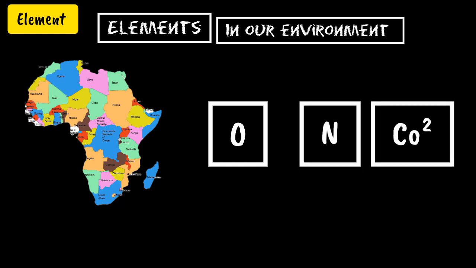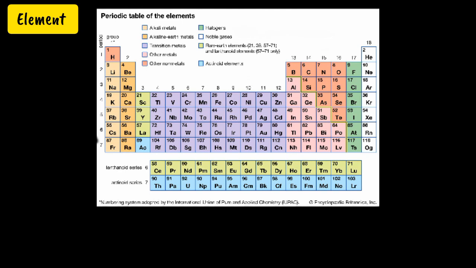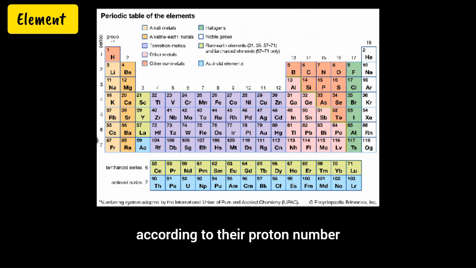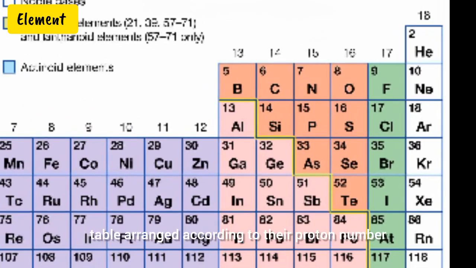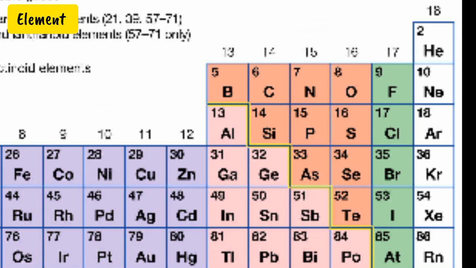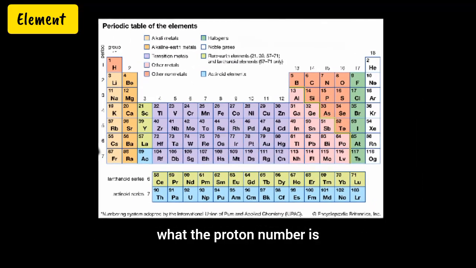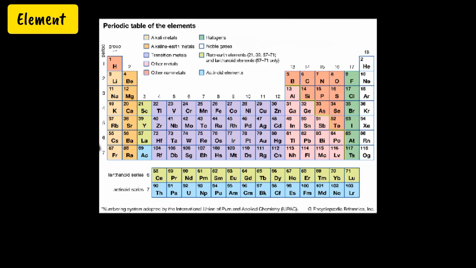The periodic table. The elements in the periodic table are arranged according to their proton number. This is a table that shows the first 20 elements of the periodic table arranged according to their proton number. If you are wondering what the proton number is, make sure to check out the last video that I posted. The link will be in the description.